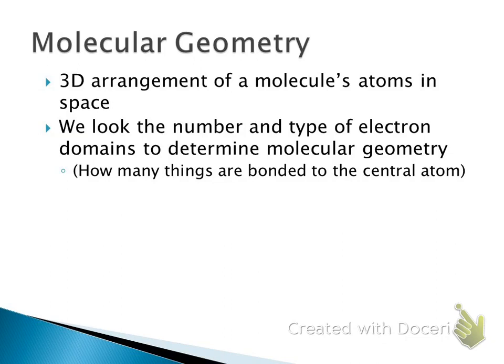An electron domain in very general terms is how many things, and I'm not going to say are bonded because that's a little bit different, how many things surround, that's a better word, surround the central atom. Okay? So within electron domains, we can have bonding domains and non-bonding domains. So there's a difference there. That's why I said surround instead of how many things are bonded to. So how many things surround the central atom?